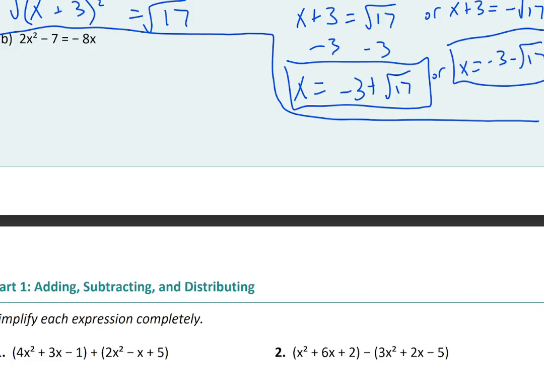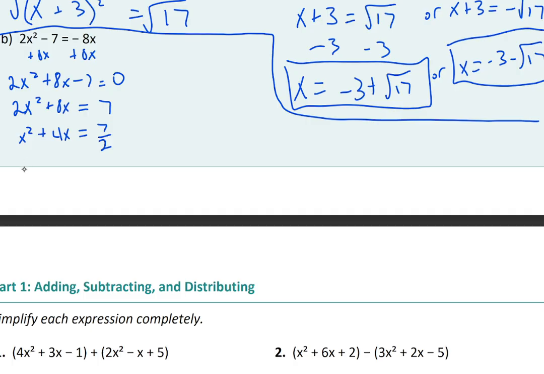We have to do a couple things to this. We need to get all of our x's to the left-hand side, so plus 8x to both sides. And we need to move this minus 7 to the other side. So we get 2x squared plus 8x minus 7 equals 0, and now we'll move our 7 to the other side: 2x squared plus 8x equals 7. Now in order to complete the square, I need my a value to be 1, so I need to divide both sides by 2. I get x squared plus 4x equals 7 over 2.